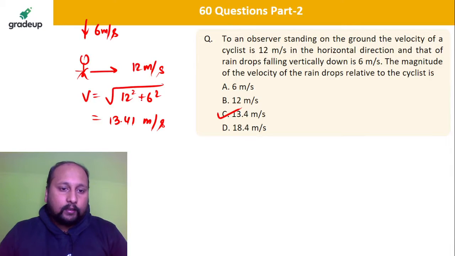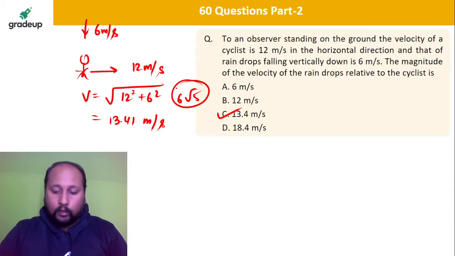6 root 5, absolutely correct. You'll be getting 6 root 5, and that is approximately 13.4.